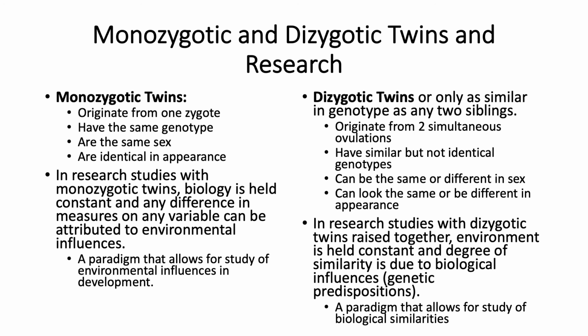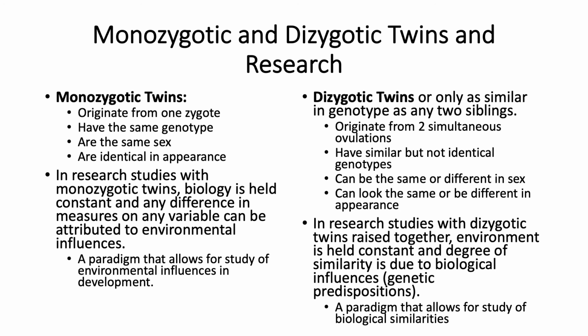You also have dizygotic twins, and in studies of dizygotic twins, you can compare dizygotic twins with monozygotic twins raised together. At that point, the environment's held constant because they both have the same parental and social environment. But they vary genetically, so biologically, monozygotic twins and dizygotic twins don't have the same biology.